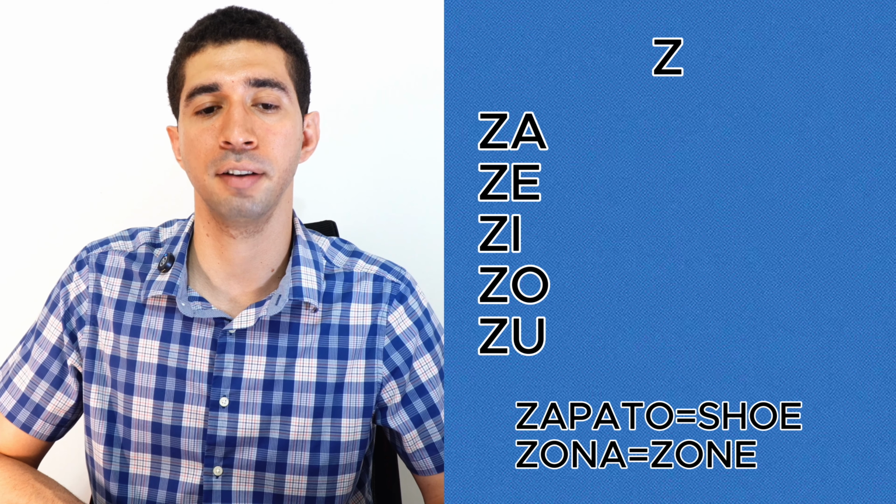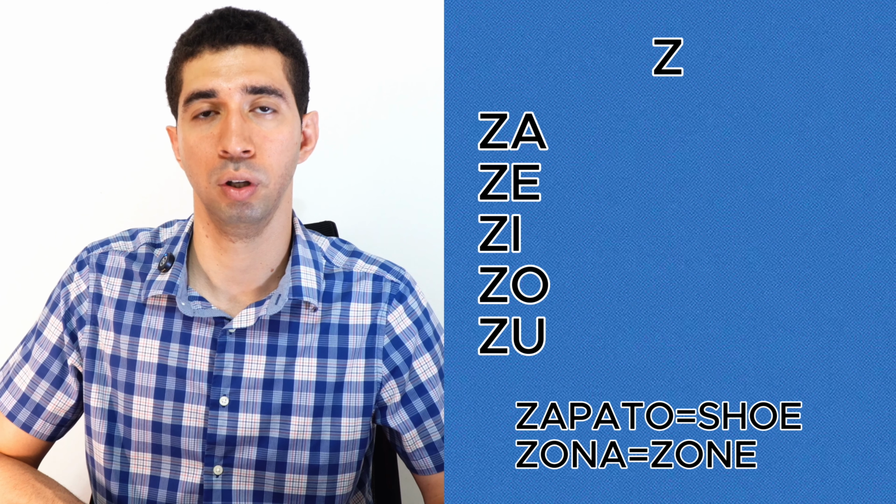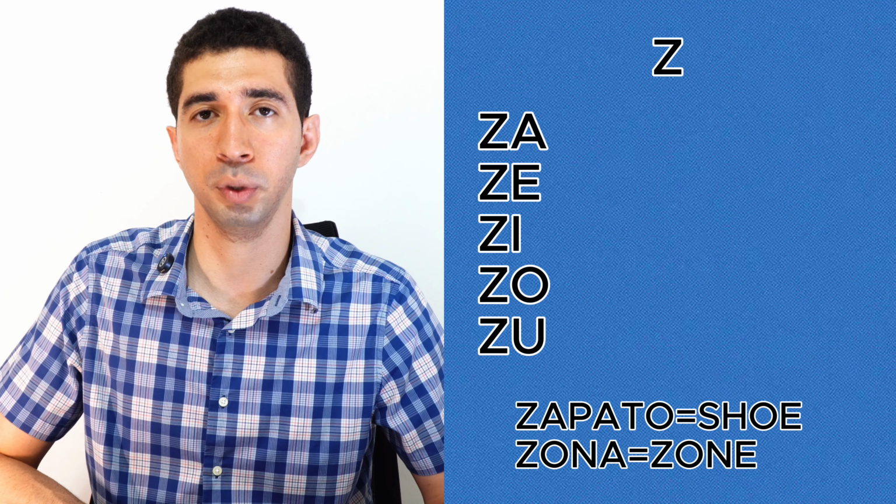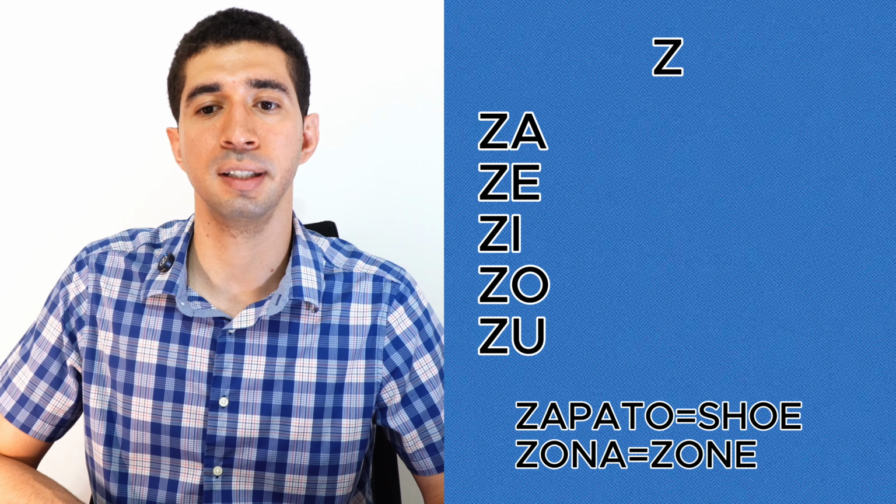And the last one, we have the zeta. In the zeta, we have sa, se, si, so, su. If you go to Spain, you may see that they pronounce it like tha, the, thi, tho, thu. In Latin America, we don't do that. We just pronounce it like a simple S. Some example words are zapato and zona. Zapato and zona.